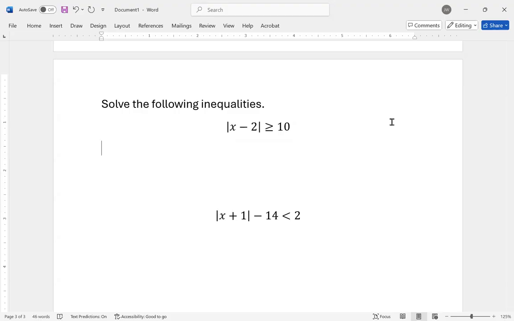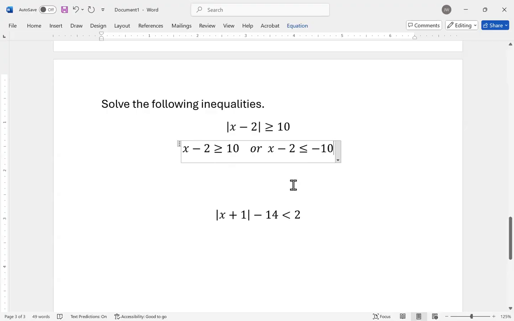Now, one of them is going to be our standard x minus 2, and then we're going to keep the sign facing the same way when we use the positive 10. Or on the other side, when we do x minus 2 and compare it to negative 10, we actually have to flip the sign because that is like multiplying by a negative on both sides.